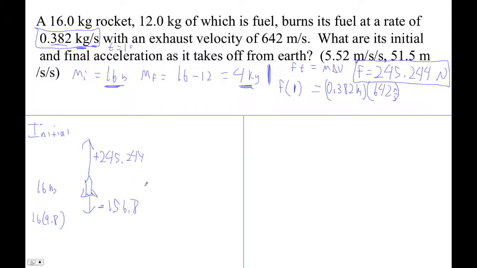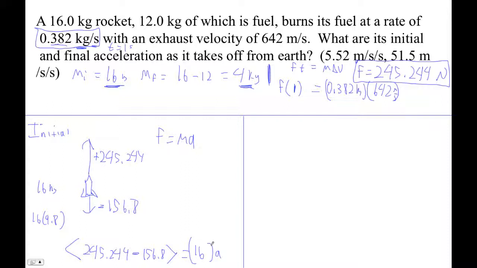I'm going to use F equals ma. So our forces are 245.244 minus 156.8 is equal to 16 times a. All right, so here we go. So that guy minus this guy. I'm just going up arrow on my calculator. It's kind of fun. I get 88.444.